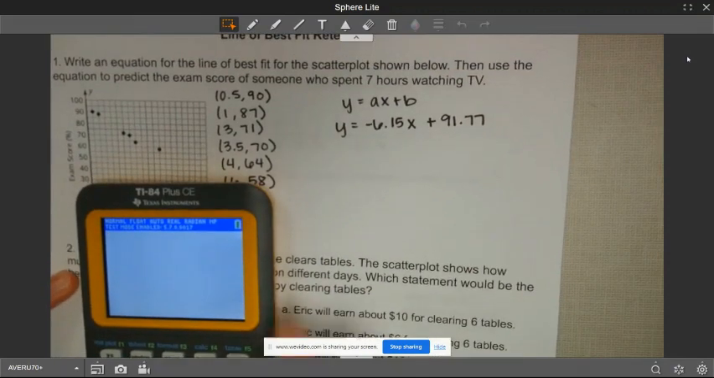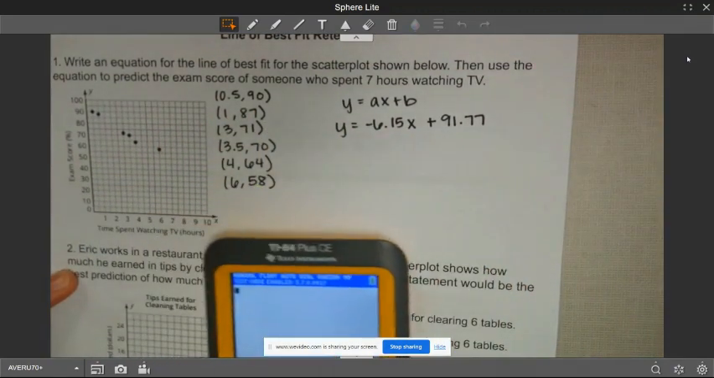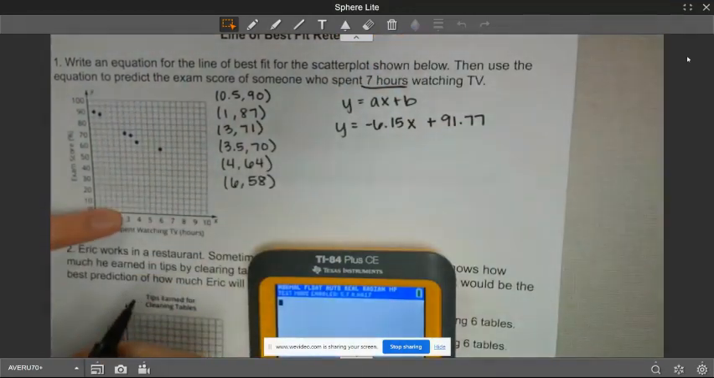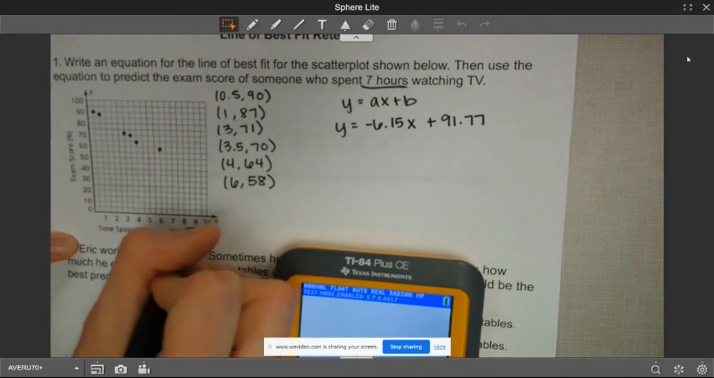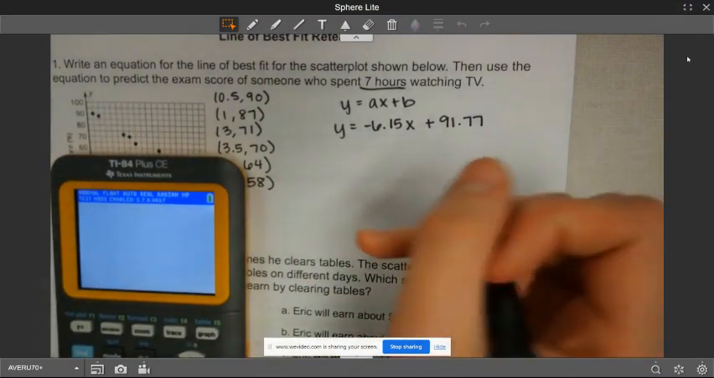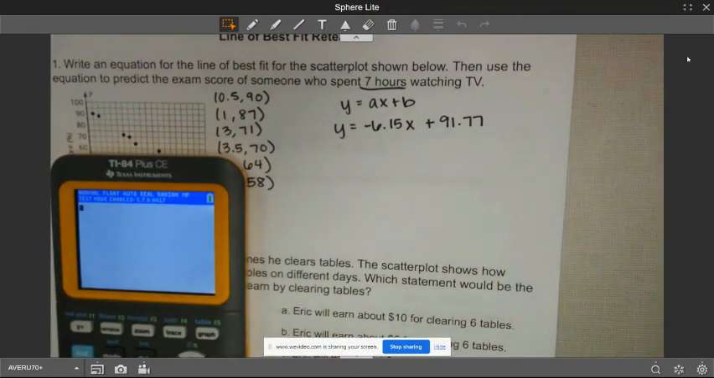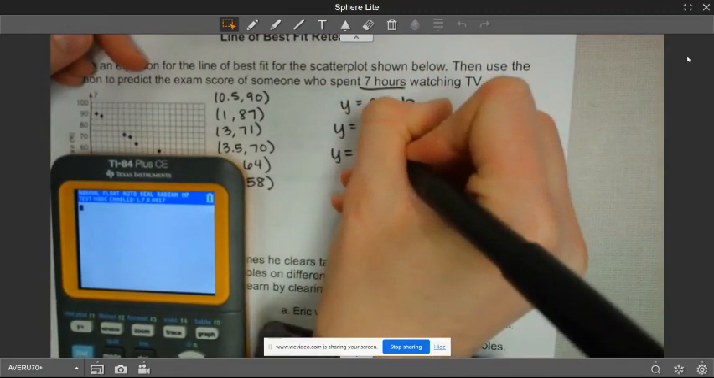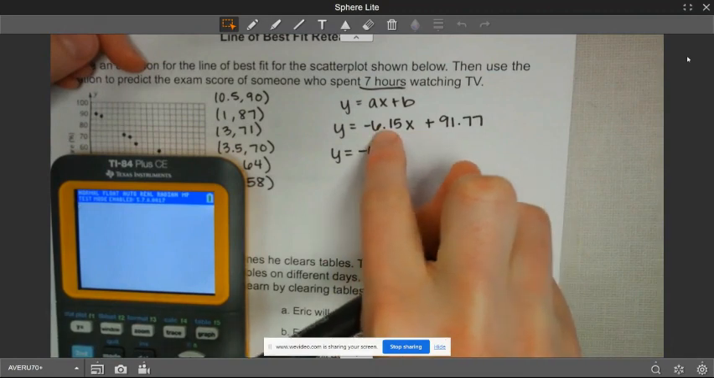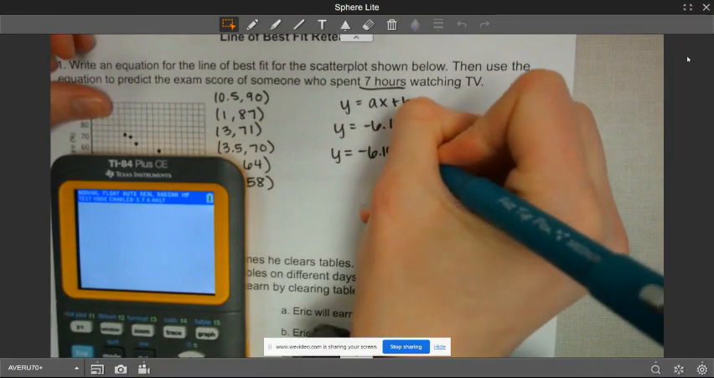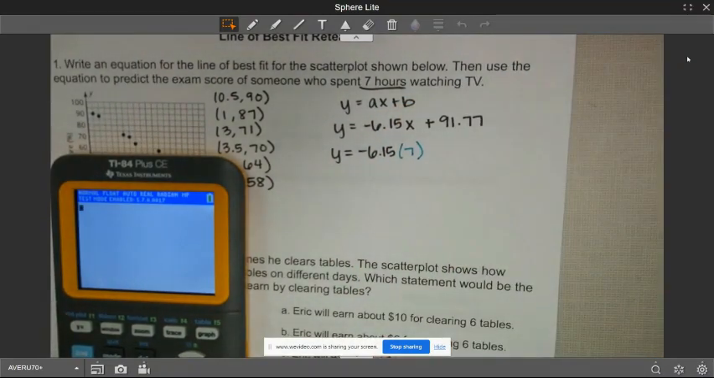So I need to use it to predict the exam score of someone who spent 7 hours watching TV. Okay, well, the first thing I need to determine is 7 hours, is it x or is it y? Well, hours is on the x, so that 7 is going to be an x value. That means I'm going to plug 7 in place of x, and then I'm just going to solve for y. So we have y is equal to negative 6.15. Between this negative 6.15 and the x, they are being multiplied. So I'm going to say times 7, because that's what I'm plugging in for x.